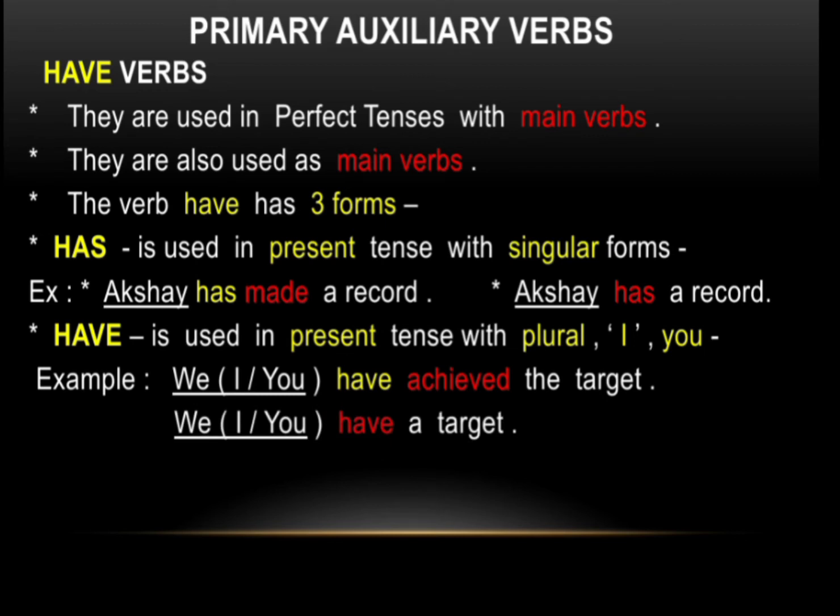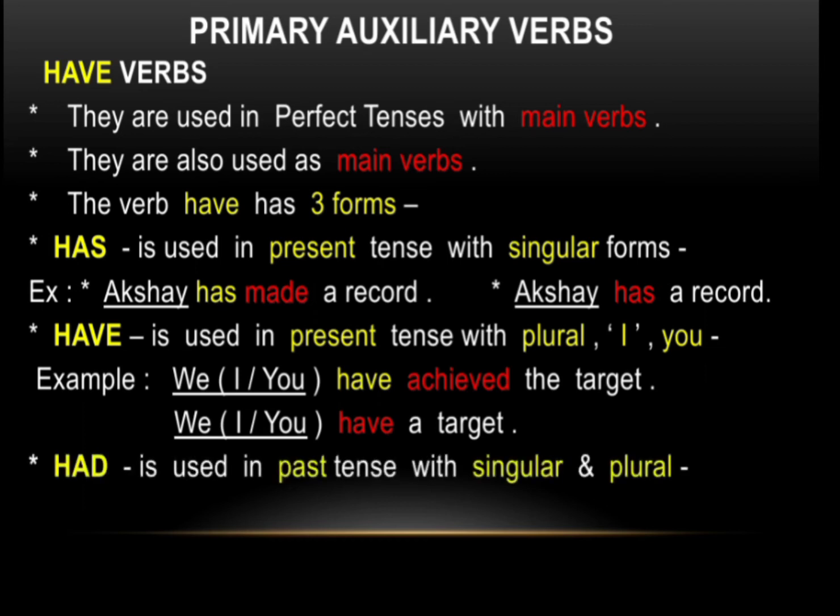We have a target. Here, have is used as the main verb. In the previous sentence, have is used as the auxiliary verb. In this sentence, we have a target, it can be written like this, or I have a target, or you have a target.